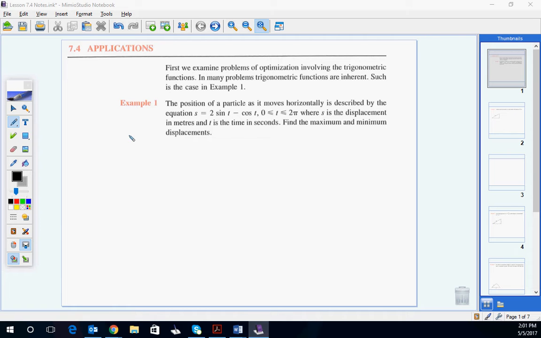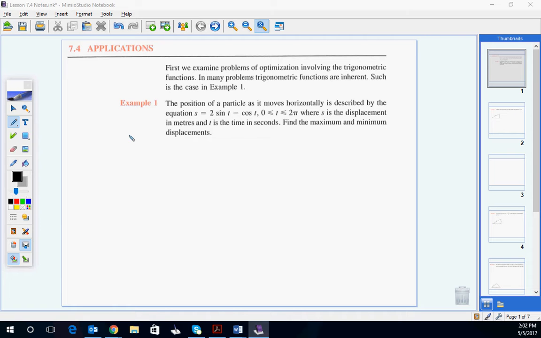Okay, so first we examine problems of optimization involving trigonometric functions. We only have 4 examples here. So this is back to the position of a particle. We've talked about that before, how it moves back and forth, left to right, where it changes direction, all that kind of stuff. The position of a particle as it moves horizontally is described by the equation s equals 2 sin t minus cos t, between 0 and 2 pi for its time, where its displacement is in meters and t is time in seconds. Find the max and min displacements.